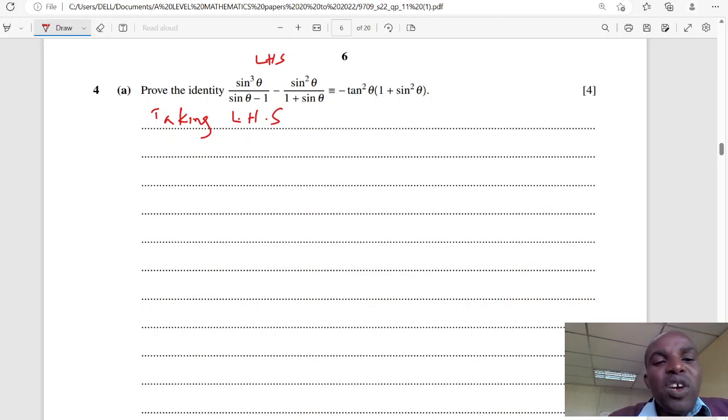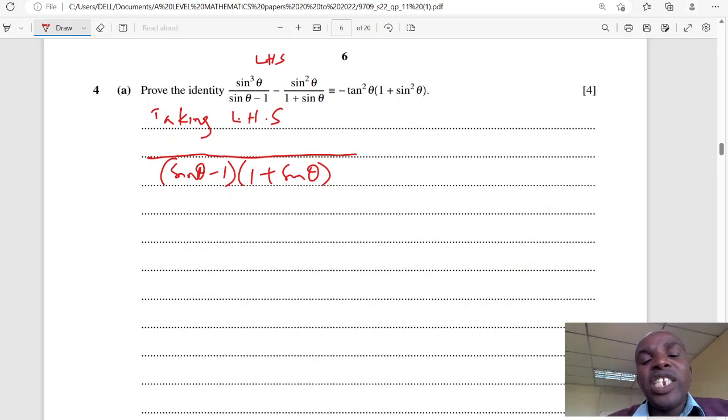So I have to find my common denominator here on this part. So it will be sine theta minus 1, then 1 plus sine theta, like this. Then after that, I can say sine theta minus 1 into this denominator. So it will be sine theta, 1 plus sine theta actually, then minus times. Then you say 1 plus sine theta into this denominator. You get sine theta minus 1.